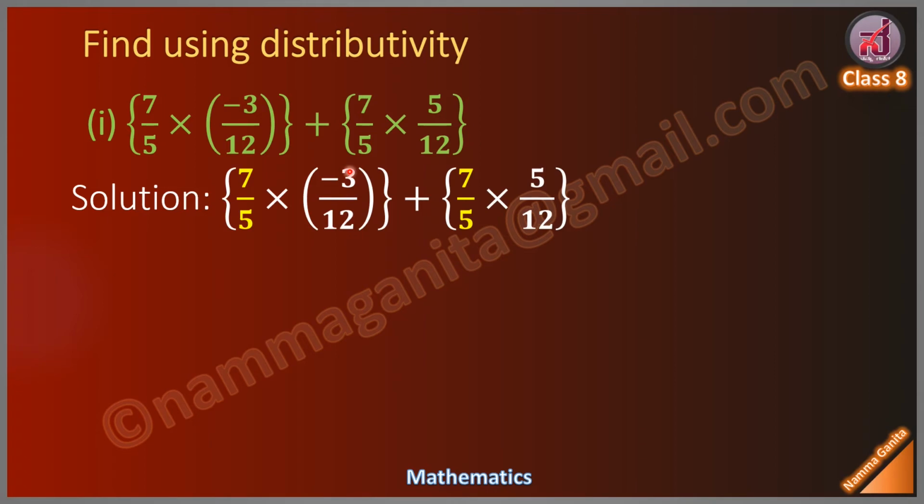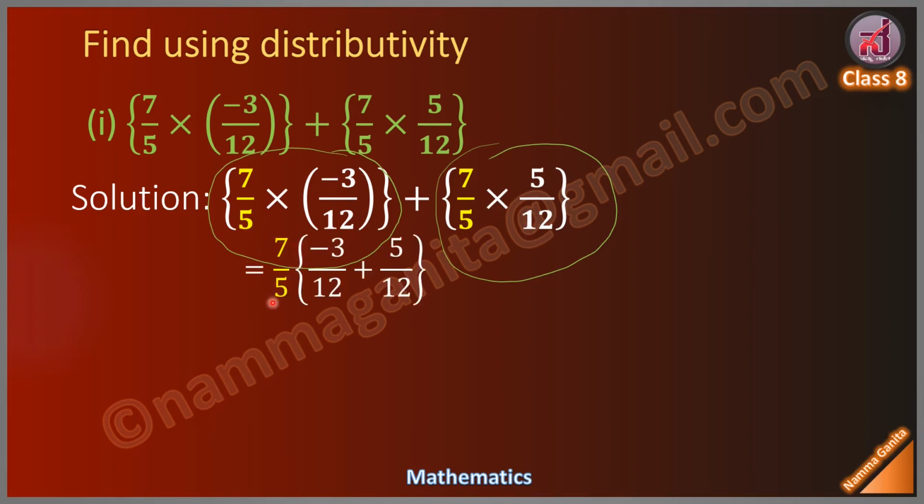Okay, first term is 7 upon 5 into minus 3 upon 12 and the second term is 7 upon 5 into 5 upon 12. Observe both terms. Here 7 upon 5 is the common factor of first term and second term. According to the distributive property, a into b plus a into c is same as a into (b plus c). Okay, 7 upon 5 into (minus 3 upon 12 plus 5 upon 12).